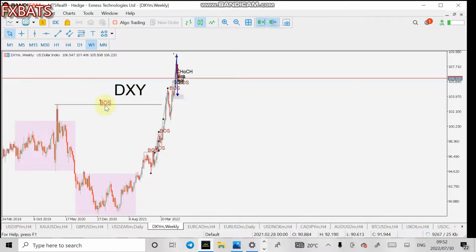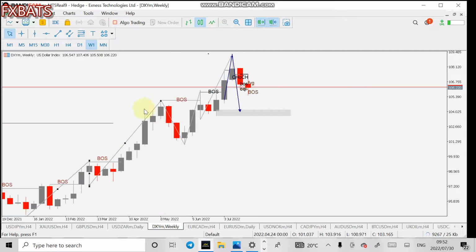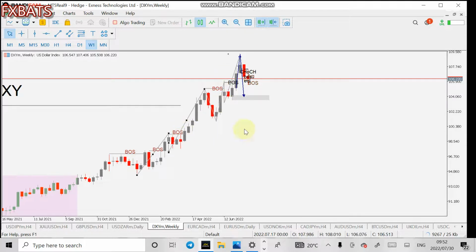Precisely, you could see that the DXY has been bullish. You could see the bullish momentum, the bullish break of structure to the upside. You can even see it on weekly, it's so clear. And you can still see the series of higher highs and higher lows.